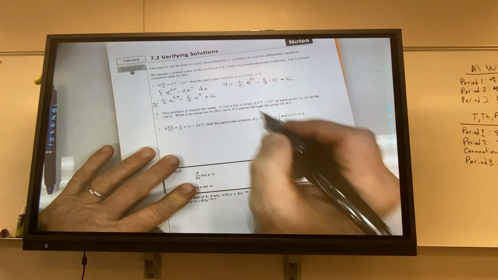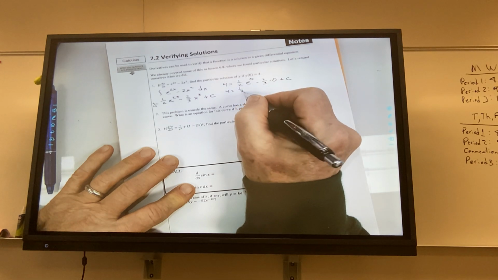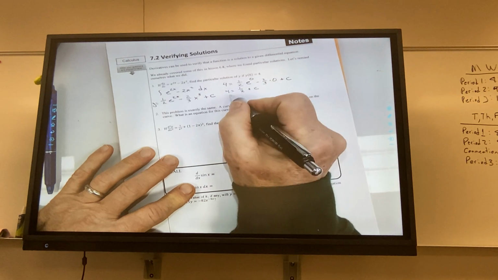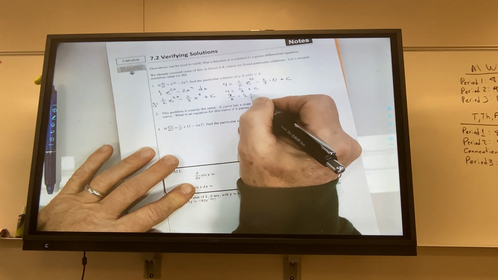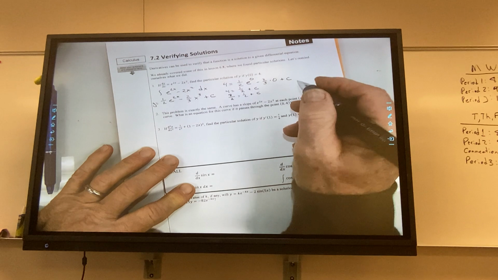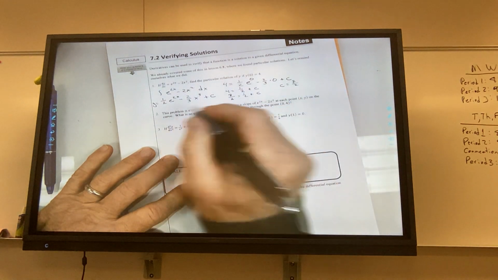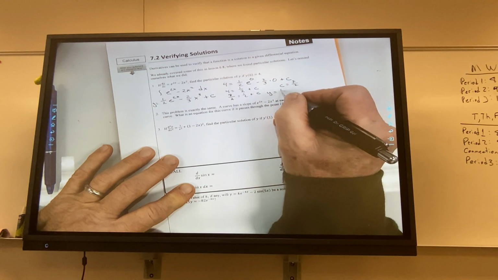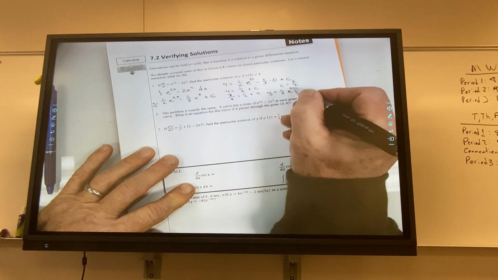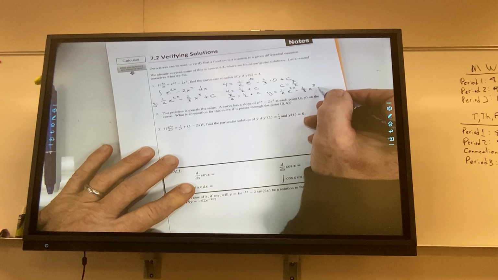So Sierra, what is e to the 0? 1. So I have 1/2 here, plus c. This is the same as 8/2, equals 1/2 plus c, would you agree with that? So c equals what? 7/2. So my particular solution is going to be y equals 1/2 e to the 2x minus 2/3 x cubed plus 7/2.